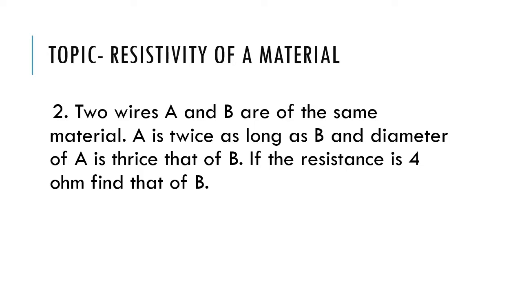The second numerical: two wires A and B are of the same material. A is twice as long as B and the diameter of A is thrice that of B. If the resistance is 4 ohm, find the resistance for B. Here the resistance for A is 4 ohm.